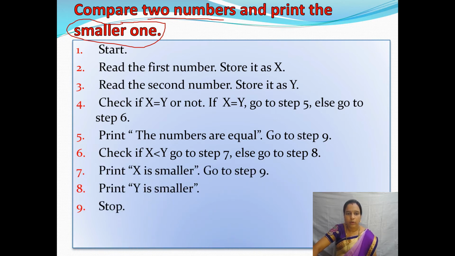Else we go to the 6th step. Check if x is smaller than y, go to step 7, else go to step 8. If x is smaller, print x is smaller, then go to step 9, that is stop. If y is smaller, print y is smaller, then go to stop. So this is how we print the number that is smaller.